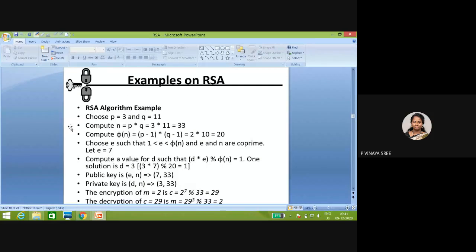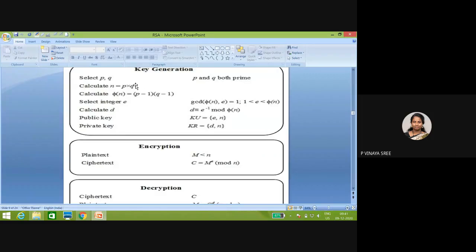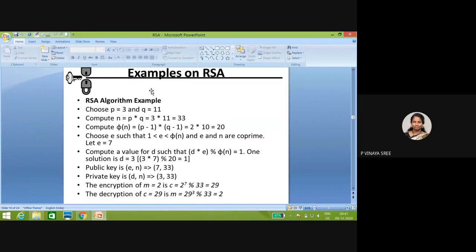So RSA starts with the first step, choosing two prime numbers, one is 3 and the other one is 11, and computing the n value. How do we compute the n value? The n value is P into Q. P is 3, Q is 11. Multiplying them, we get 33. So now the n value is 33.